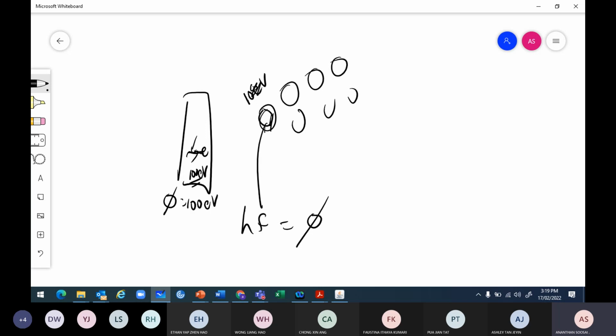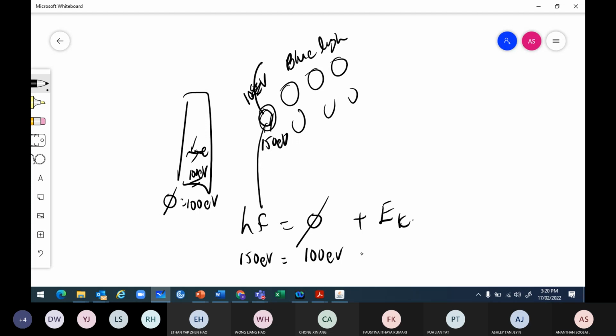The energy in one photon, let's say it's a blue light. One photon of blue light has an energy of, say, 150 eV. So the electron gets hf, how much? 150 eV. The electron uses 100 eV to break the bond, so the balance turns into the kinetic energy of the particle. In this case, the electron should come out with a kinetic energy of how much? 50 eV.